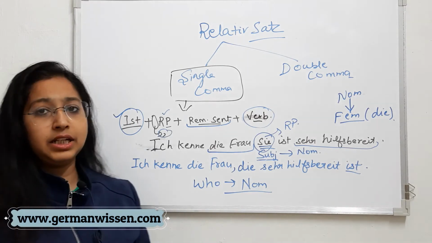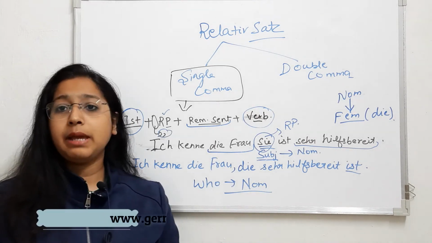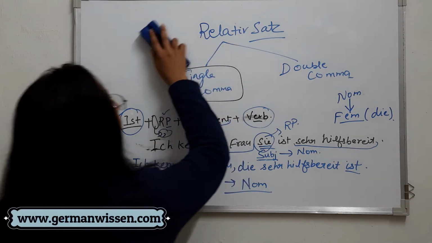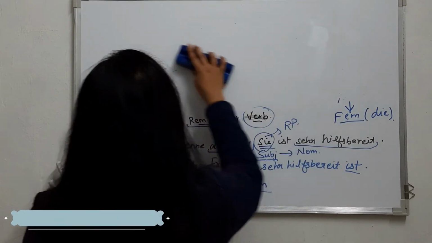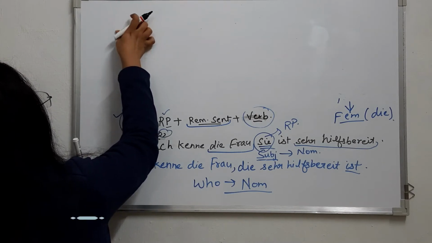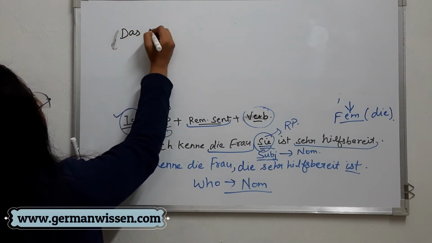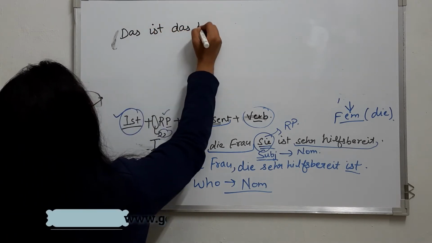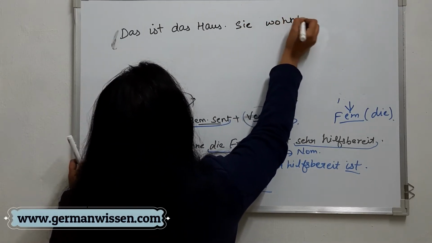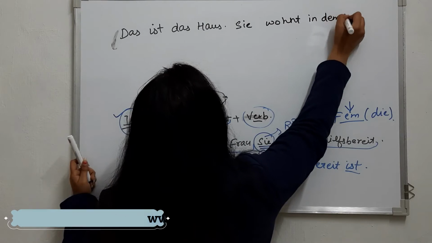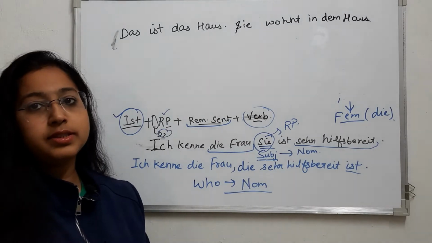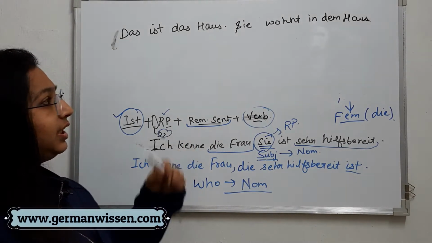I hope you understood this sentence, because I am going to give you another example now. Let's see. So our another example is: das ist das Haus, sie wohnt in dem Haus. Okay, so the sentence is, das ist das Haus, sie wohnt in dem Haus. That is the house, she lives in the house.